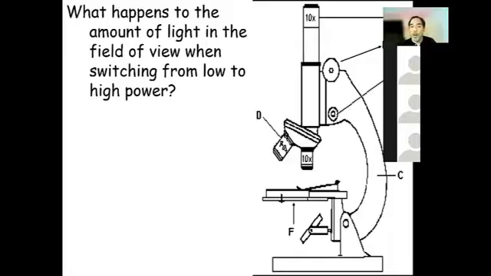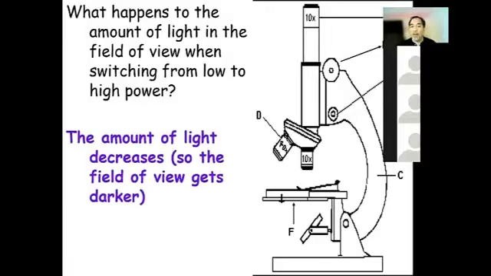What happens to the amount of light in the field of view when switching from low to high? So what you're going to be observing is when you look at the specimen on the low objective and suddenly you change to high objective, the amount of light actually decreases, okay? So it's going to be darker. So that field of view gets darker. So that's the reason why you got to increase the amount of light so you can see the specimen. So again, that's the concept of changing from low power to high power objective. The amount of light becomes lesser, okay?